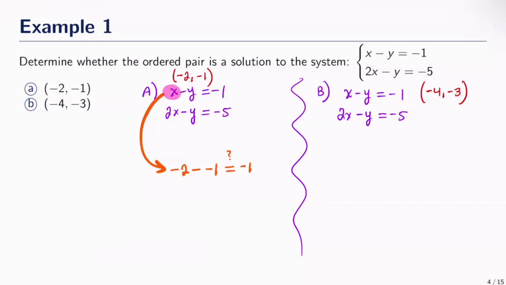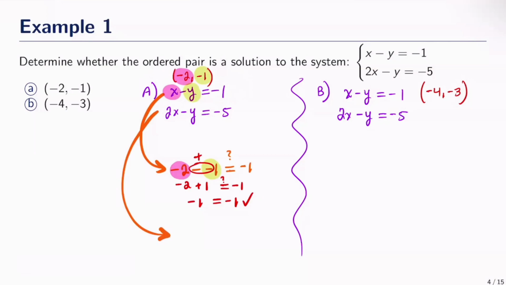Let me maybe color code some of this so you guys know exactly what's going on. And so now when we simplify this, two negatives next to each other give us a positive. So -2 plus 1 gives us -1. And is -1 indeed equal to -1? It is. So we know that our -2 comma -1 works for the first equation, but we're not done with part A because we have to test that second equation too. Both of them have to work in order for it to be a solution.